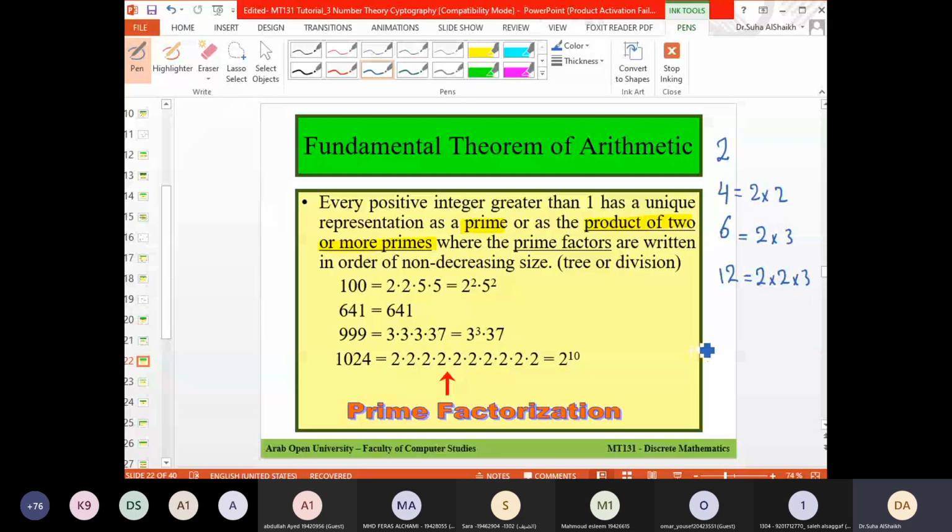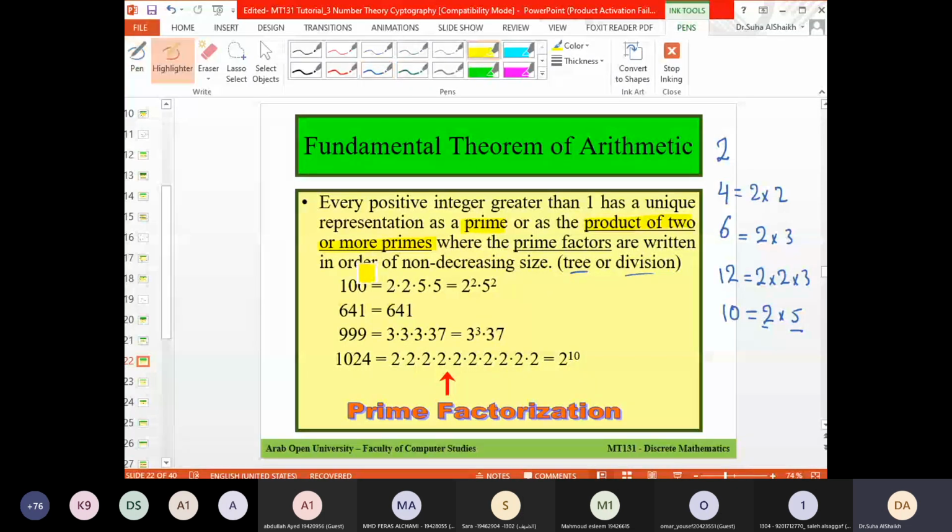It's 4 times 3, which is 2 times 2 times 3. The 10, for example, is written as 2 times 5. The 2 is a prime, and 5 is a prime. So any number is either a prime or a product of primes. The prime factors are written in order of non-decreasing size. We use the tree or division to find the prime factorization of a number.